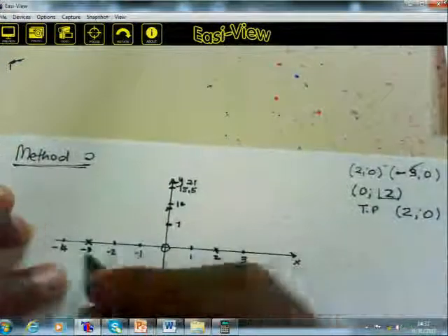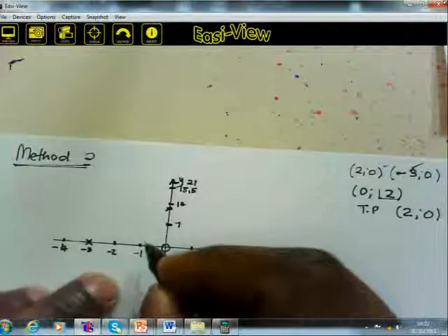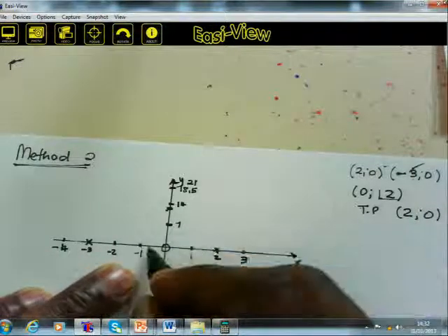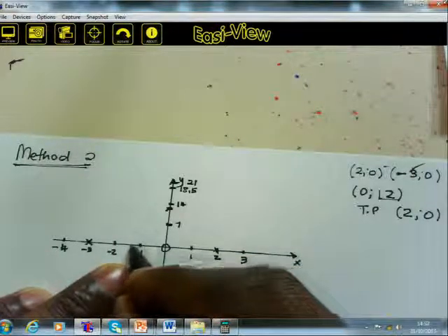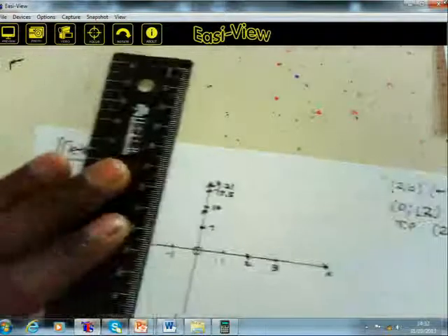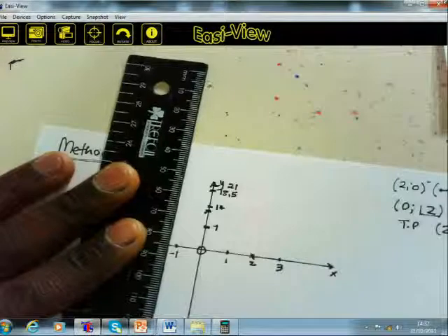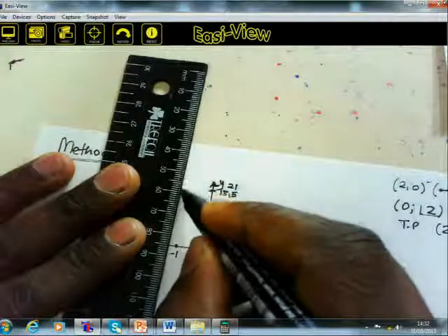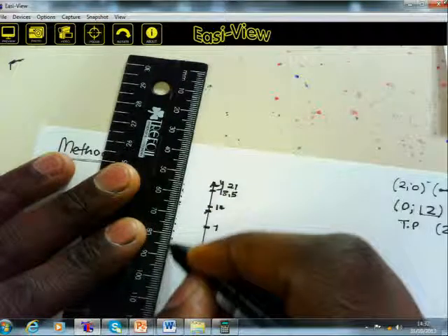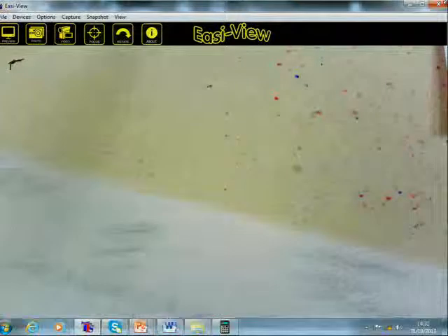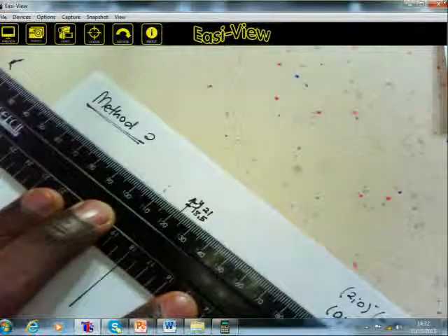And then from here, you can check your turning point. -1,3 is somewhere here, somewhere up there. And then from there your 18 comma 5.